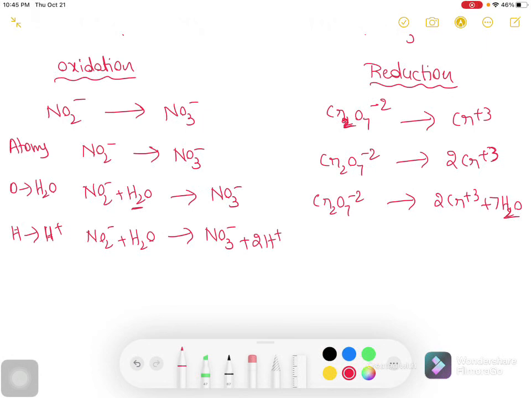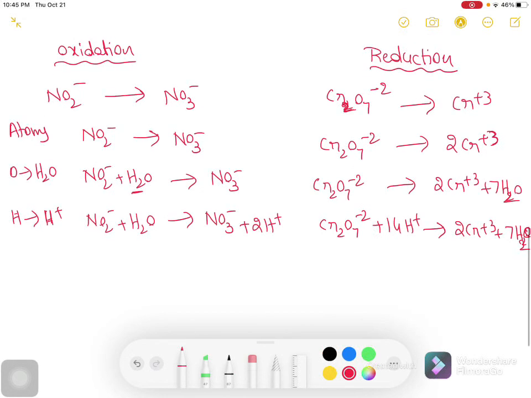Now Cr2O7 minus 2 has no hydrogens, and Cr plus 3 has no hydrogens. 7H2O, 7 into 2, is 14. 14 hydrogens we need. So 14H plus gives rise to 2Cr plus 3 plus 7H2O. And finally, charge balancing.